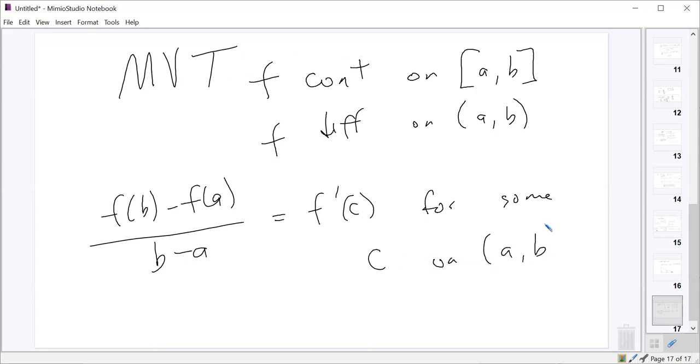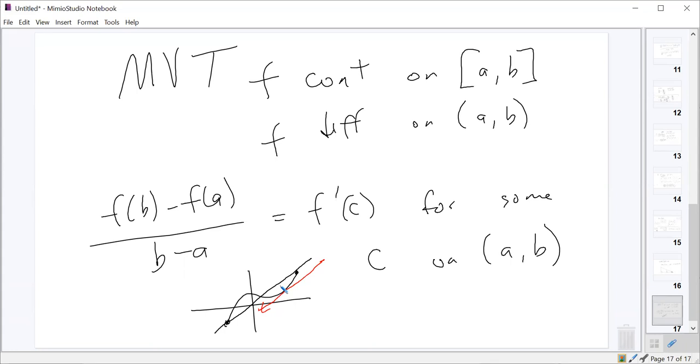on the open interval from a to b, which is effectively saying that if the function is continuous and differentiable on a closed interval, no matter what it looks like, the average rate of change, the slope between those two endpoints, will at least at one point between those endpoints be equivalent to the instantaneous rate of change, or equal to the derivative.